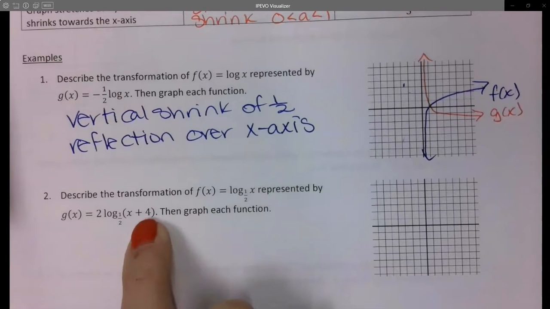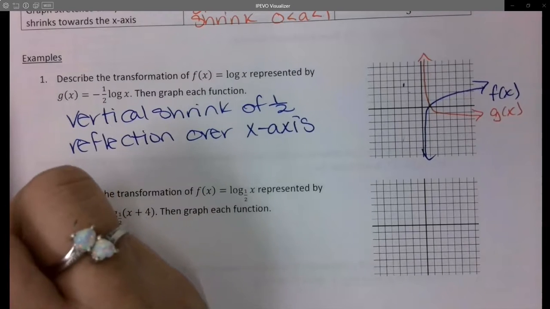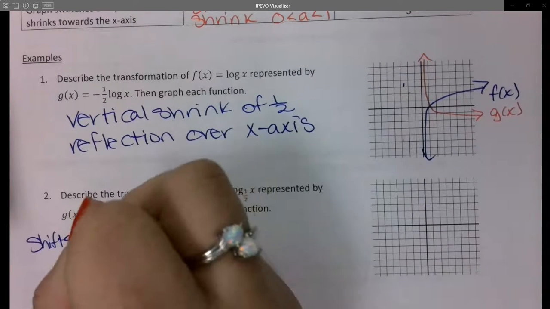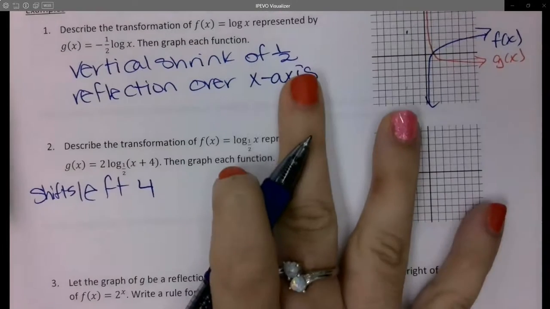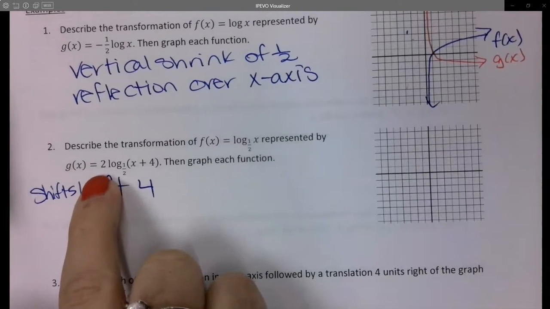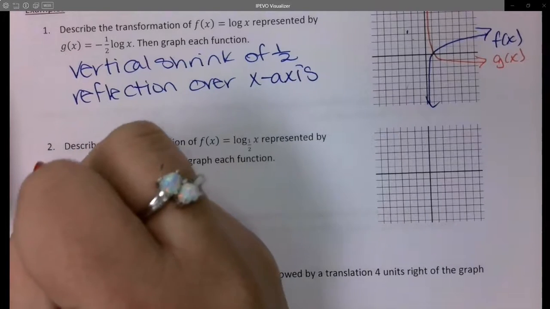So it has the plus 4 inside the parentheses. So this is the horizontal translation at the top of the page. This is going to go opposite the sign. So instead of going right 4, it's going to go left 4. And then we also have that 2 out front. So this time, because the number out front is more than 1, it's going to be a vertical stretch.